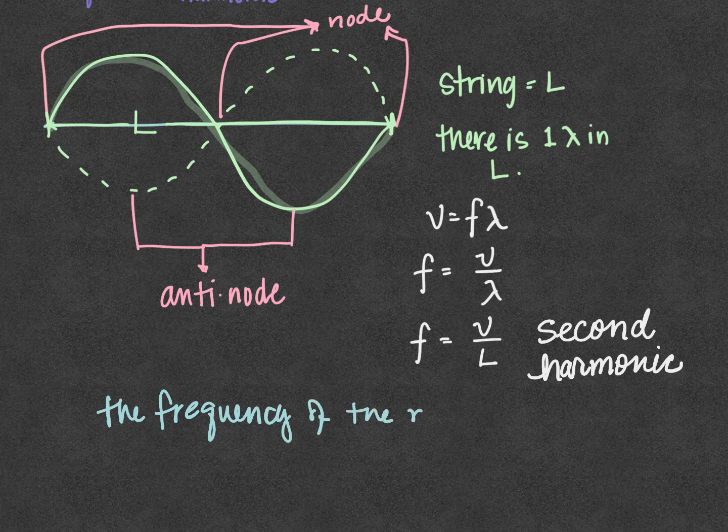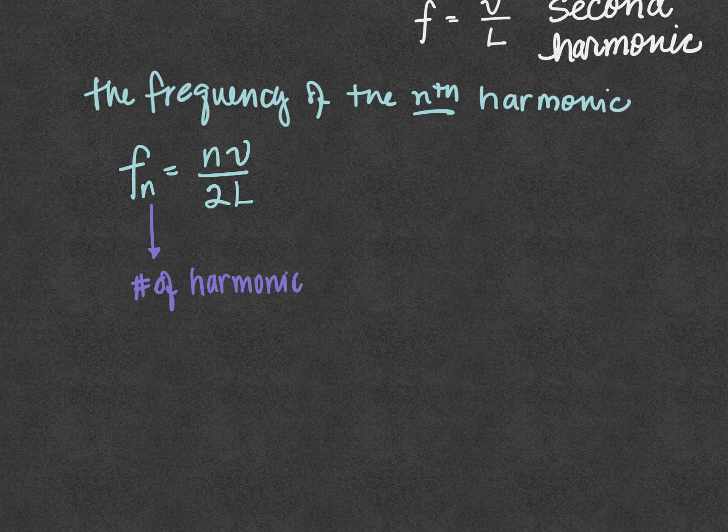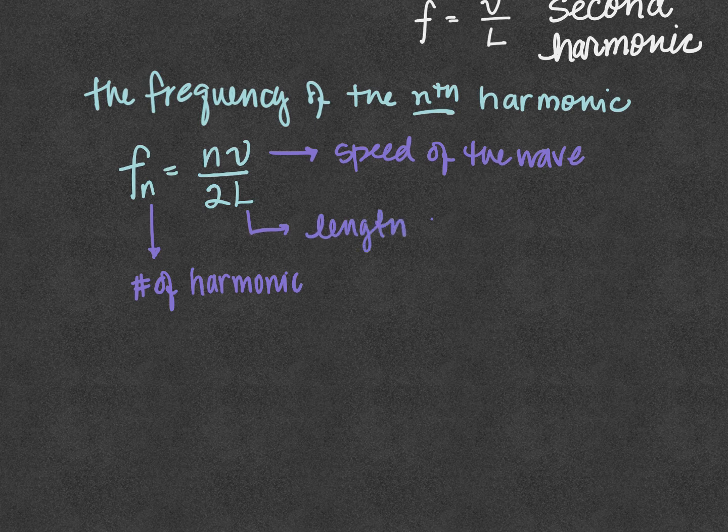So the frequency of the nth harmonic, so n meaning any number harmonic, so the first harmonic or the second harmonic, third harmonic, would be f sub n equals nv over 2L. So this n is the number of the harmonic. So that's what that little n stands for, which harmonic. The v is the speed of the wave in the string or whatever medium. L is the length of the string. Now it's going to be measured in meters.